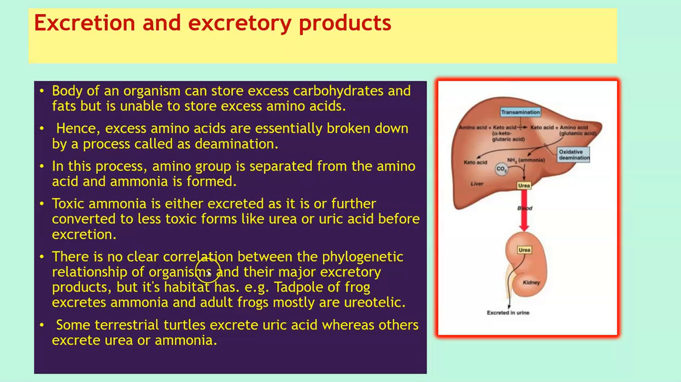Now, there is no clear correlation between the phylogenetic relationship of organisms and their major excretory products, but their habitat has. That is, where the organisms live has a relationship with their modes of excretion. Example, tadpoles of frogs excrete ammonia and adult frogs are mostly ureotelic. Some terrestrial turtles excrete uric acid, whereas others excrete urea or ammonia.